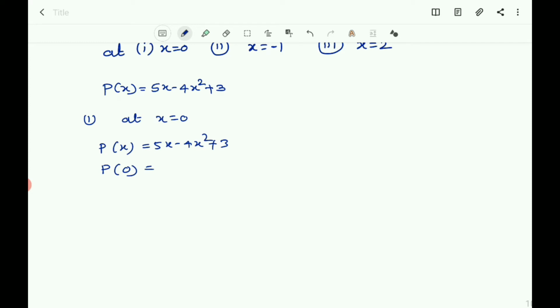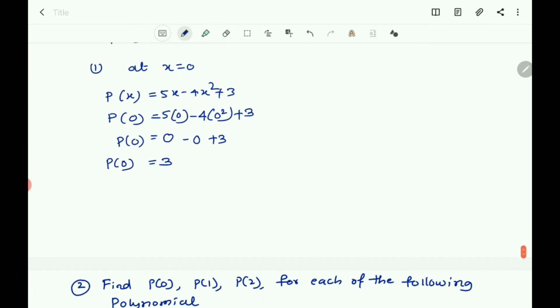So p of 0 equals 5 into x, that is 5 into 0, minus 4 into x square, that is 4 into 0 square, plus 3. That equals 5 into 0 is 0, minus again 0 square is 0, 4 into 0 is 0, plus 3. So p of 0 is equals to 3.